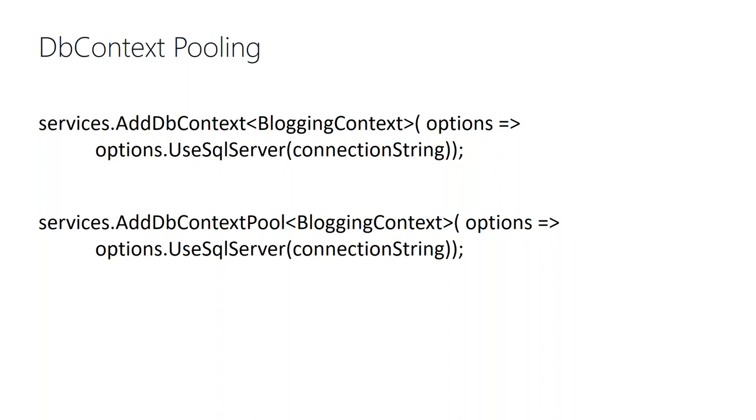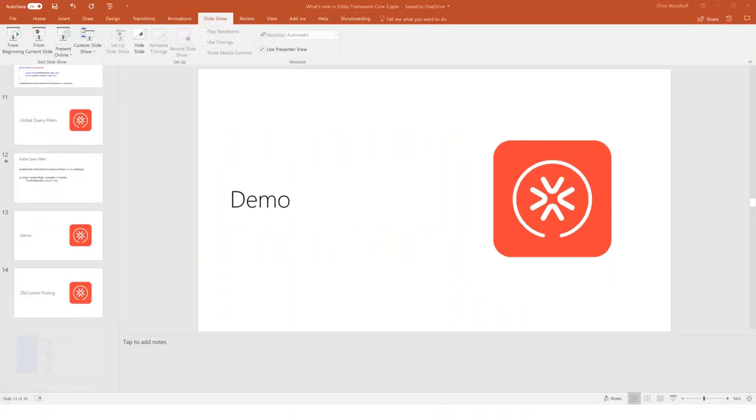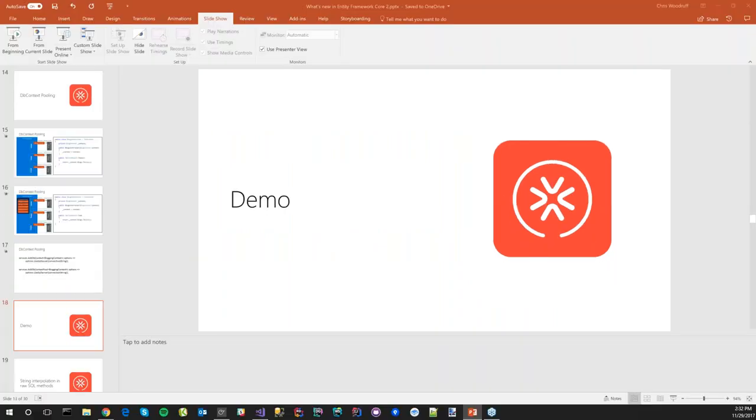So say you have an ASP.NET Core MVC application and you are using AddDbContext to add your DbContext to the application services. All you have to do is replace it with AddDbContextPool, and you will see a huge performance gain in your application. So let's take a look at that demo.